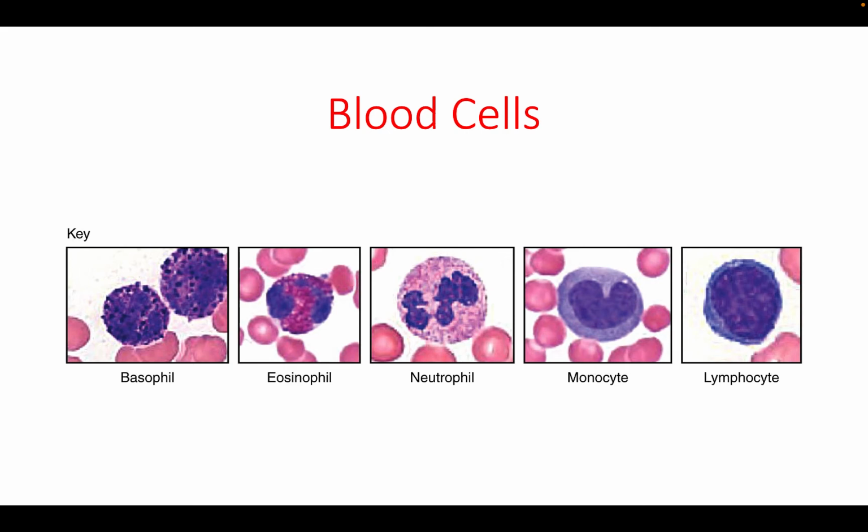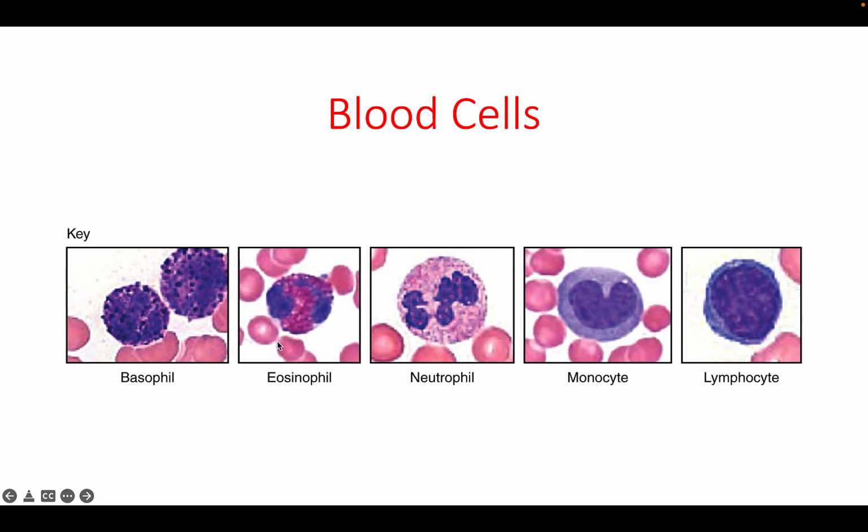The red blood cells are pretty straightforward. They just look like little donut discs, erythrocytes. You can see them all over the place here. In each one of these pictures, we see red blood cells. All of these are red, and they're blood cells.